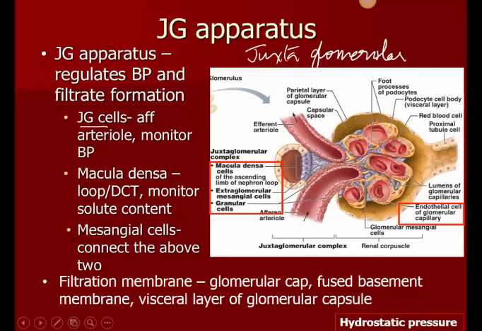In between the two, you have certain cells which are present up here. These are known as mesangial cells. They help these cells communicate with one another. So if the blood pressure is too high or the filtrate concentration is different, they'll communicate and tell the kidney what it needs to do. Okay? Now let's look at how filtration actually occurs.